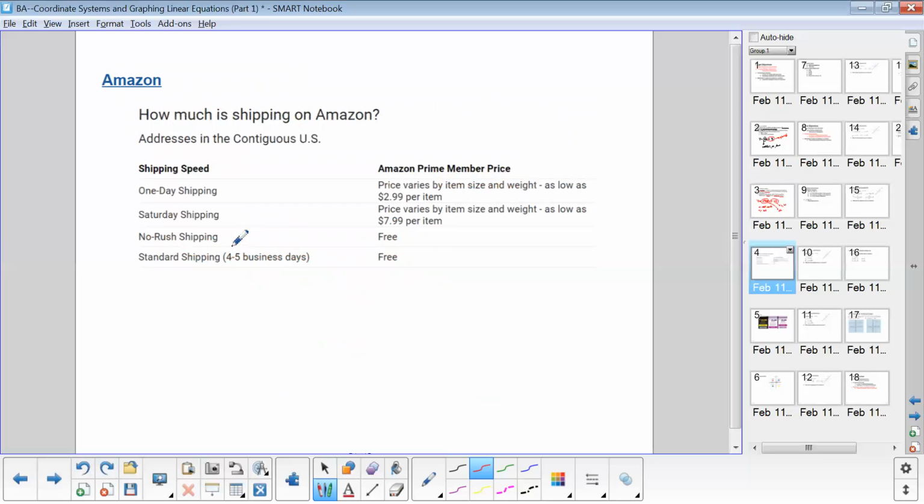You also look at Amazon if you wanted to look at different types of shipping. And I just pulled this from Amazon website. Price can vary in size and weight. And we're looking at $2.99 per item or $7.99 per item. Those are obviously things where we're looking at one-day shipping, or if we wanted, soon, a Saturday shipping or no rush shipping, then you wouldn't need any type of extra cost. And a lot of that's due to being an Amazon Prime member.